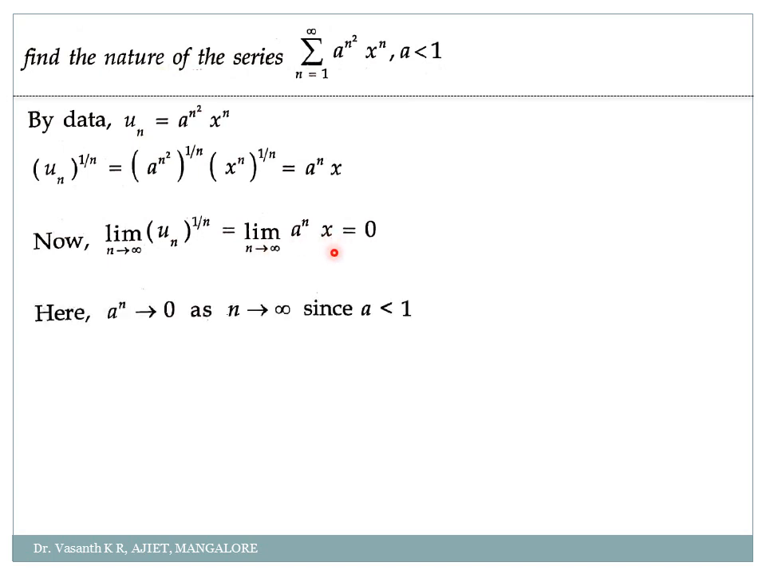We'll get 0, because a power n, when n becomes infinity, it will be what? A to the power infinity. But a to the power infinity is actually a very large number, provided that a was greater than 1. But they have given you some condition here, a is less than 1. Less than 1 means what? 0.99, 0.8, 0.001 or less than that, correct?